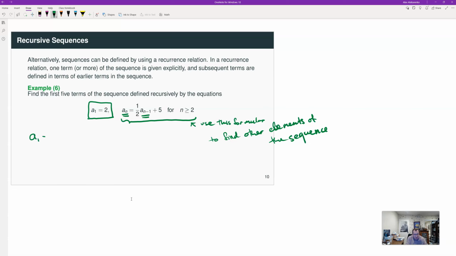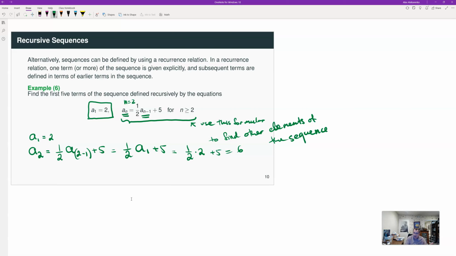So we'll start with a1, which is given to us explicitly. For a2, we'll have to use the formula. According to the formula, that would be the n equals 2 case, I can compute a2 by taking 1 half of a sub n minus 1, which would be 2 minus 1, and I would have to add 5. So just to simplify, it's 1 half of a1 plus 5. Now, a1 we already have, it's 2, so here we go. 1 half times 2 plus 5, which gives me 6.